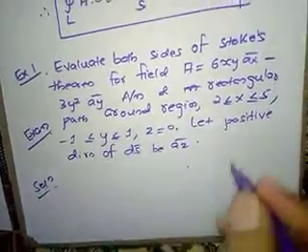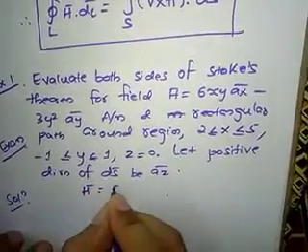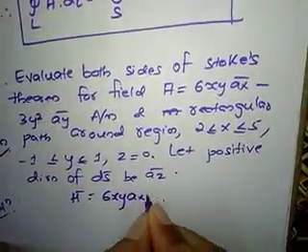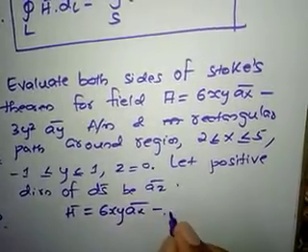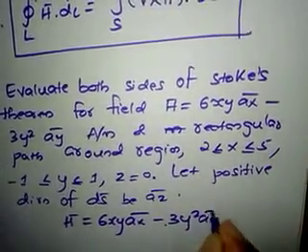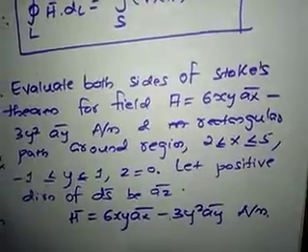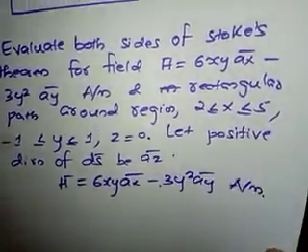So what is given? H bar is given. H bar is equal to 6xy ax bar minus 3y square ay bar ampere per meter, and the region is given here. Region of the flux is given.